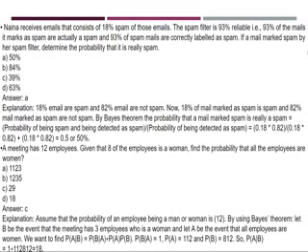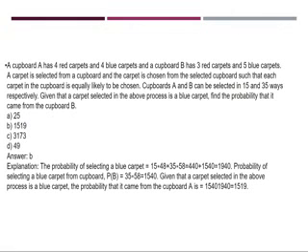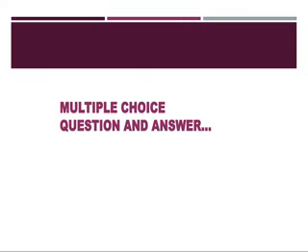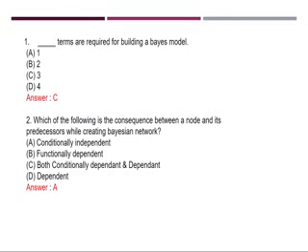Then types of Naive Bayes model. There are three types of Naive Bayes model. First is the multinomial Naive Bayes model, then the Bernoulli Naive Bayes model, and then the Gaussian Naive Bayes model. So the first is the multinomial Naive Bayes model. This is mostly used for document classification problems, that is whether a document belongs to the category of sports, politics, technology, etc.